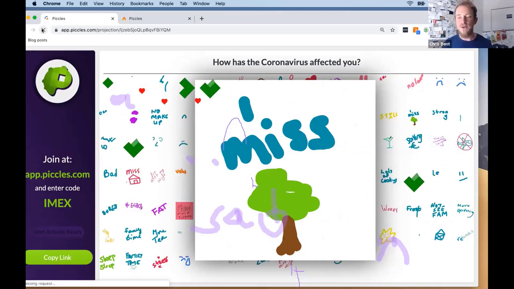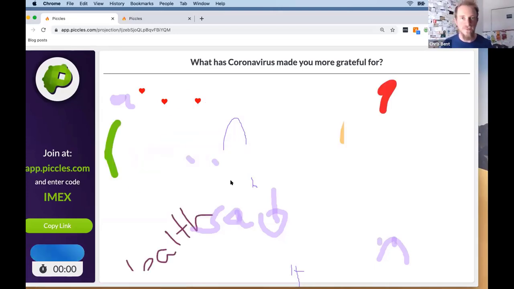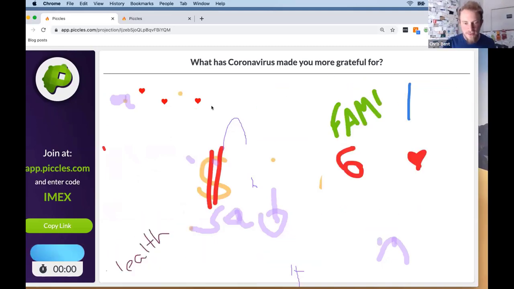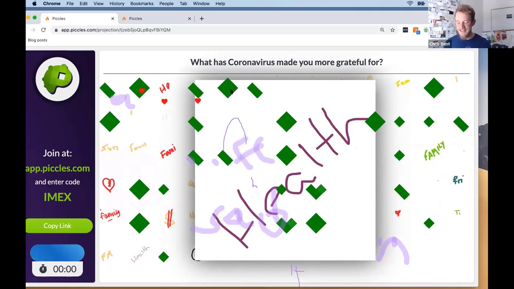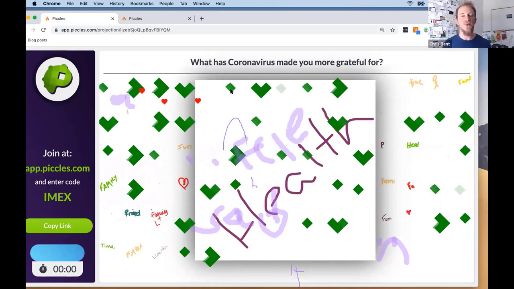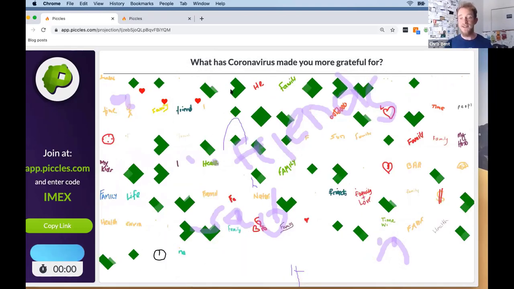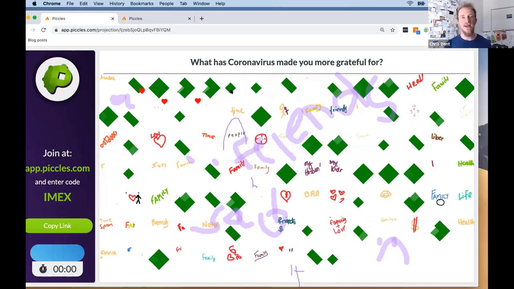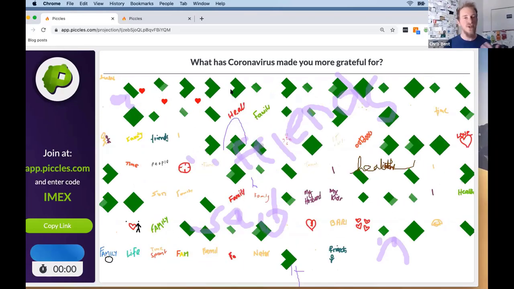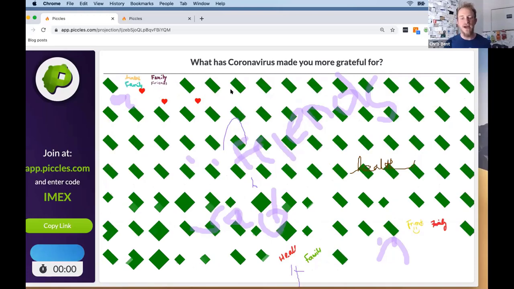And to answer this one, all you have to do again is hit I'm done, draw again. And the question here is, what has the coronavirus made you more grateful for? I have my wonderful assistant promoting different pictures that she sees showing up here. For me, it has made me grateful for events, meeting people, going out into the world, but also connecting with family and friends. I have talked to friends who I haven't talked to in a very long time, just because we both have more time to interact with each other.